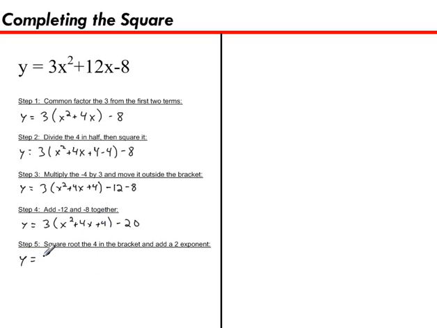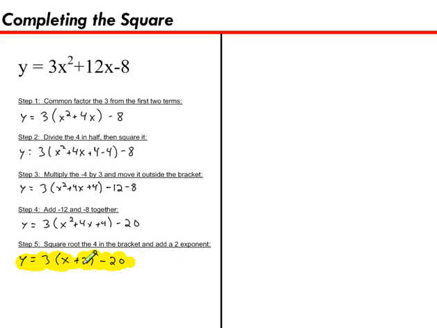I'll rewrite y equals 3. Now to simplify this, I'll take the square root of the x squared term, which is just x. I will ignore the middle term, and I'll just take the square root of this term, which is 2. The square root of 4 is 2. X plus 2. And then finally, I just need to add a little squared exponent right there to simplify that quadratic. And then I just keep the minus 20 by itself as it was. And now I'm finished. That's how you complete the square on a quadratic equation.